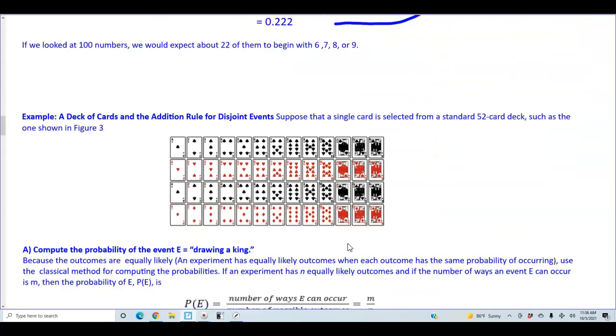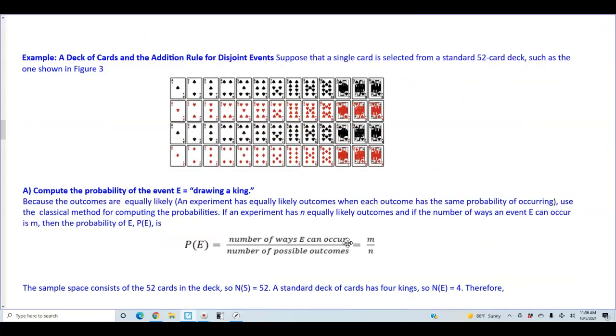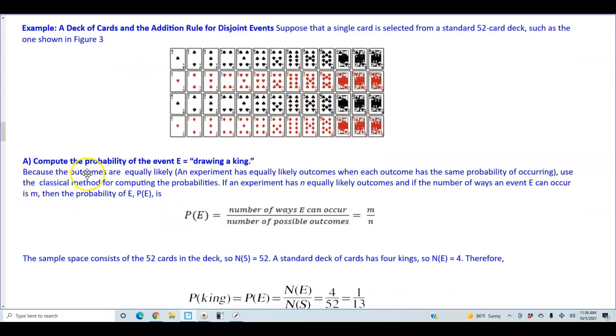All right, let's take a look at another example. The example is about a deck of cards and the addition rule for disjoint events. Suppose that a single card is selected from a standard 52 card deck, such as the one shown here. Now in part A, we want to compute the probability of the event E being drawing a king.